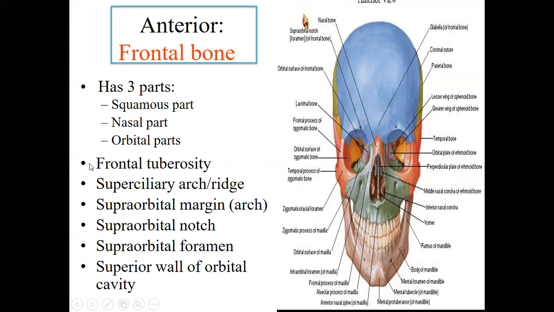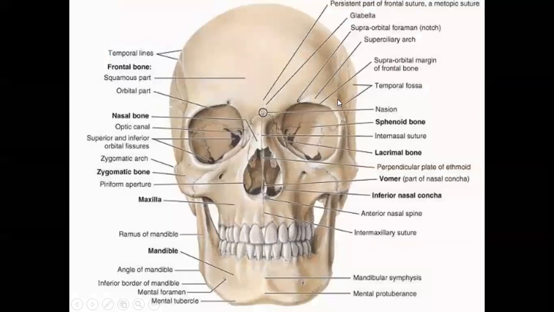And then the other important landmark at the frontal bone that you have to know is the frontal tuberosity. Okay, frontal tuberosity. And then we have the superciliary arch or ridges. And then we have the supraorbital margin. So you can see here, this is the margin. Okay, supraorbital margin. Okay, and superciliary arch. So you can see here, this is the superciliary arch.